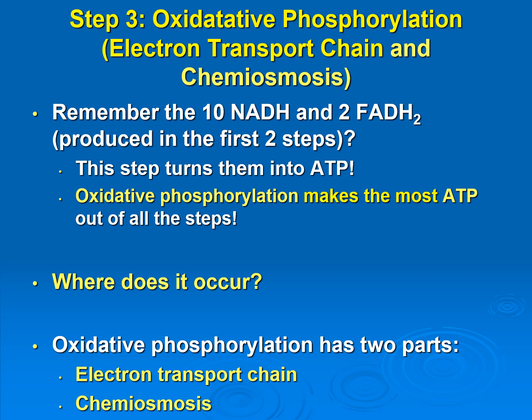And a really important thing to remember about oxidative phosphorylation is that this step is going to be making the most ATP out of all 3 steps. And as far as where oxidative phosphorylation occurs in the cell, this is going to occur in the inner membrane of the mitochondrion. And oxidative phosphorylation has 2 parts. So it includes the electron transport chain and also chemiosmosis, which we'll explain what that is as well.